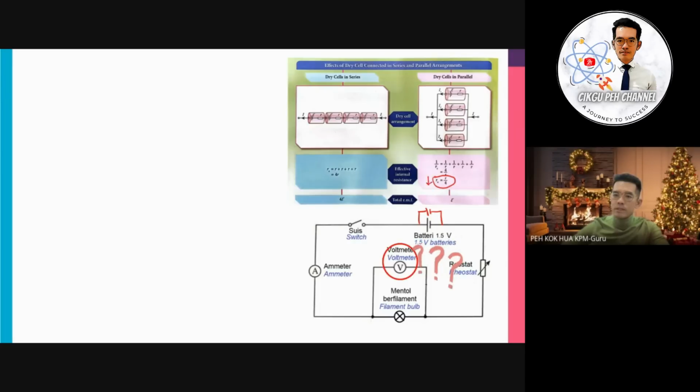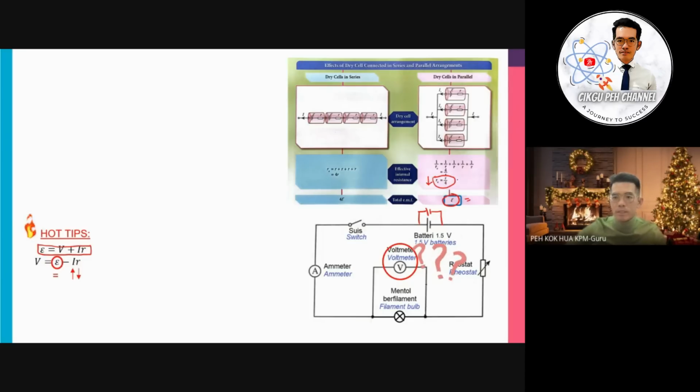If the internal resistance decreases, the total EMF will remain the same. Okay, it will remain the same. So again, we're using this formula. Now we rearrange V equal to EMF minus IR here. The EMF will be equal.